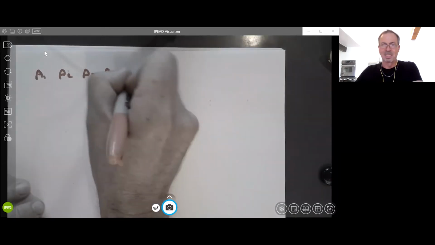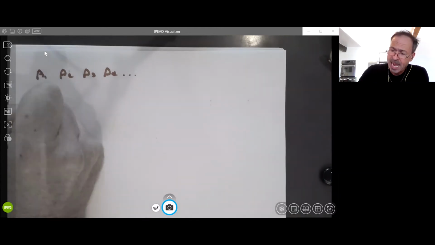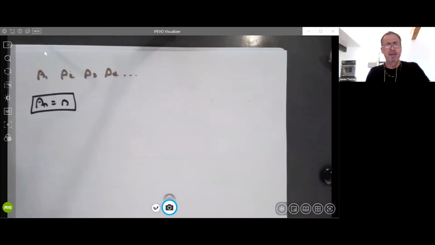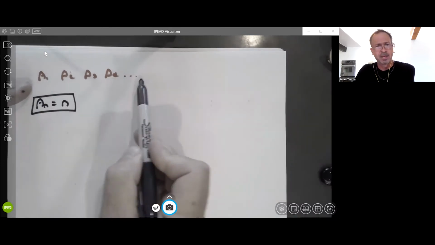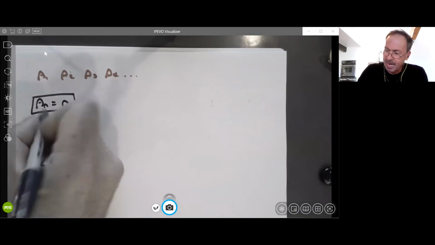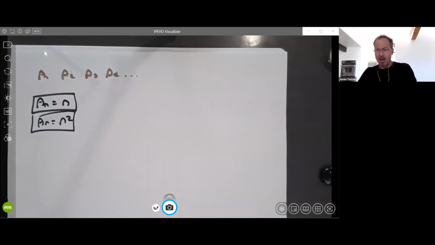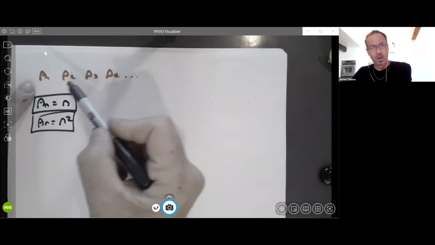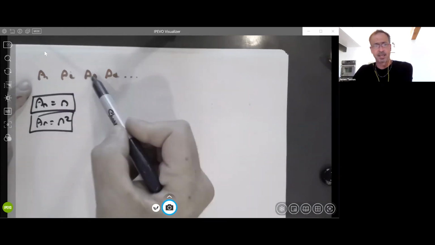So here's a sequence of numbers, A1, A2, A3, A4. And that sequence can be anything you like. For example, A_n could be n. You can let the nth number be the number n, in which case I'm doing the sequence 1, 2, 3, 4, 5, 6, the counting numbers. Or I could let A_n be n squared, in which case I'm doing the sequence of square numbers. 1 squared is 1, 2 squared is 4, 3 squared is 9, 4 squared is 16. So I'm doing the sequence 1, 4, 9, 16.